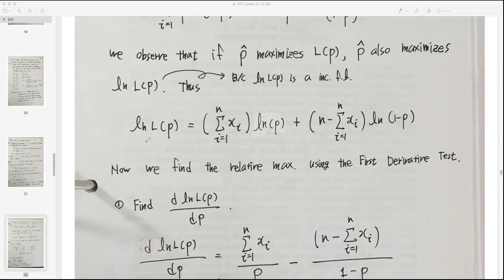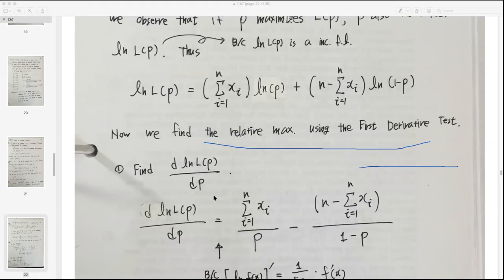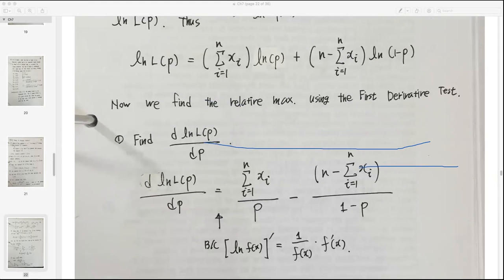Now, taking the natural log of L(p), we get this. Now we find the relative maximum using the first derivative test. What's the first derivative test? Just look at the increasing/decreasing test. So we're going to find the critical value. Now we find the critical value.